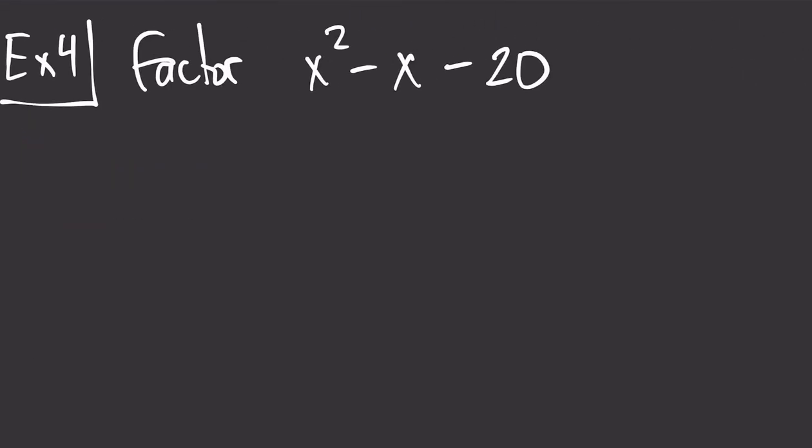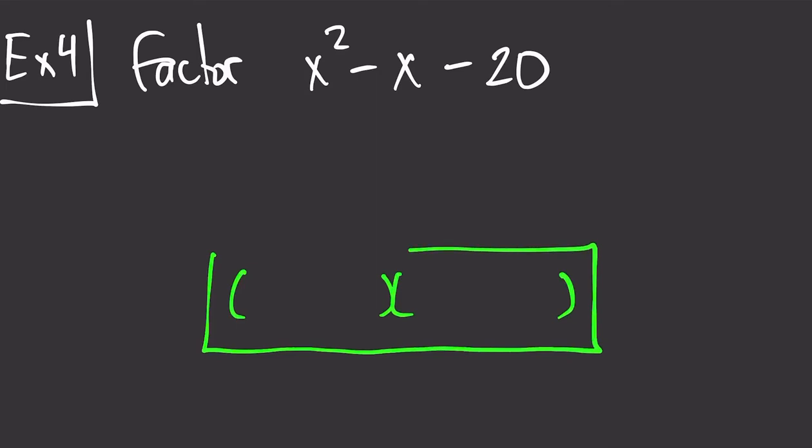Next one, I've got x squared minus x minus 20. Okay, two sets of parentheses. That's going to be my answer. Again, I've got an x squared, so simply it's x and x. That could be m squared, it could be y squared, whatever the variable is. Basically, that's what you put down in the parentheses.